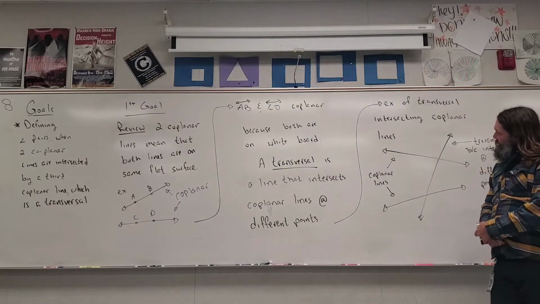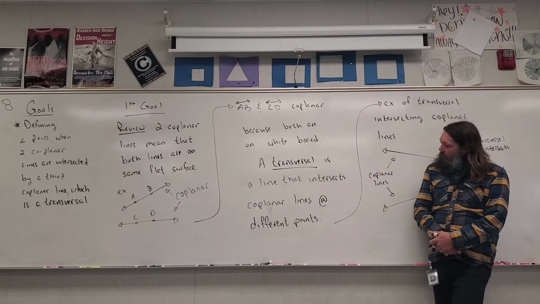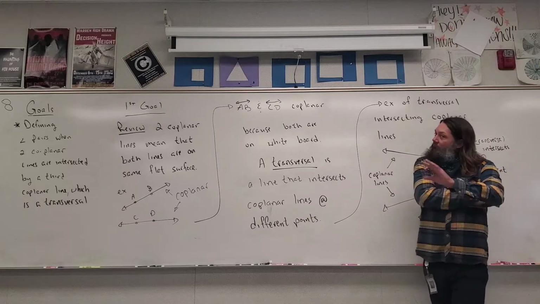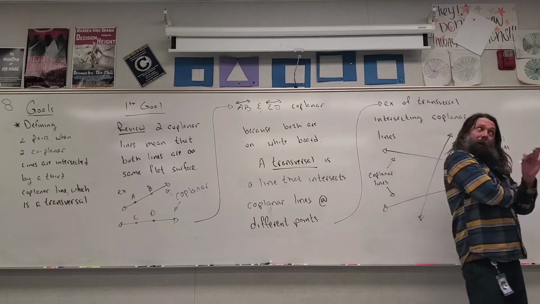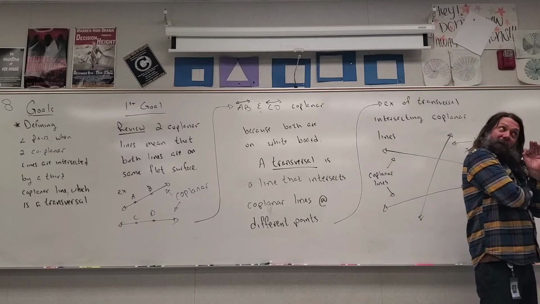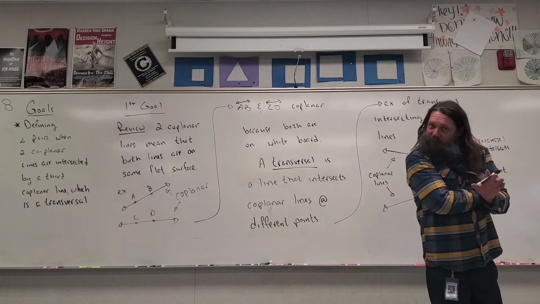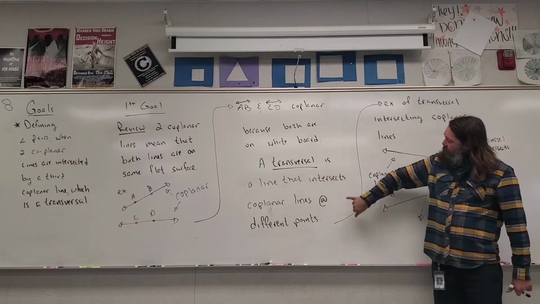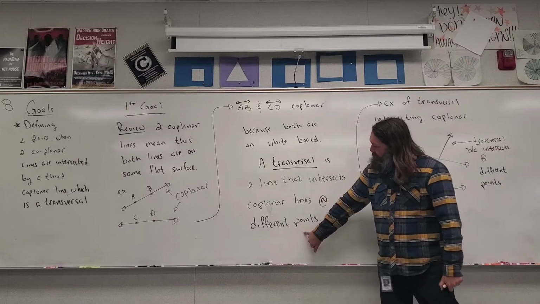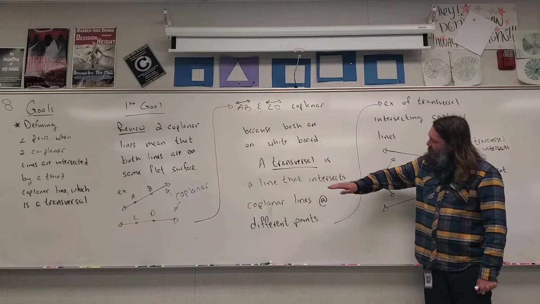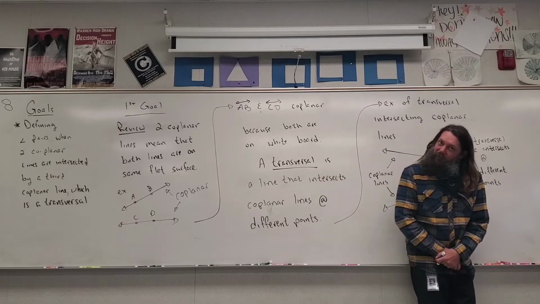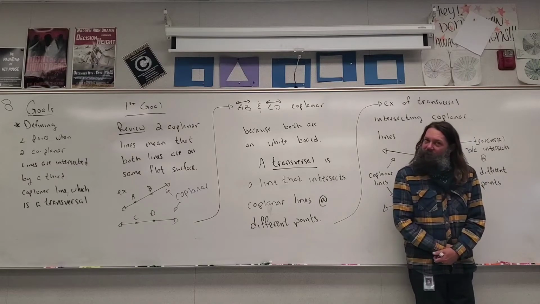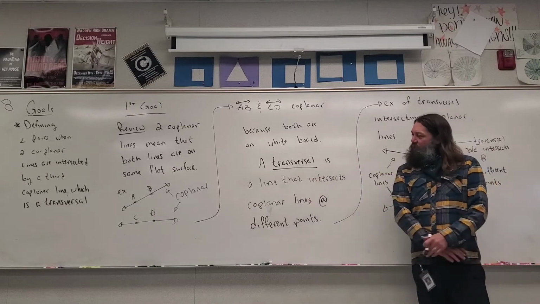A transversal is a line that intersects coplanar lines at different points. Now, there's an implication about a transversal. If it intersects coplanar lines at different points, that means that the transversal line must also be coplanar. It couldn't do that if it wasn't coplanar. So all three of these lines are actually coplanar.